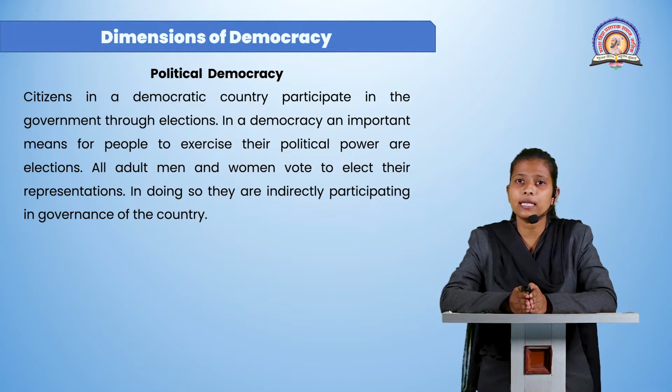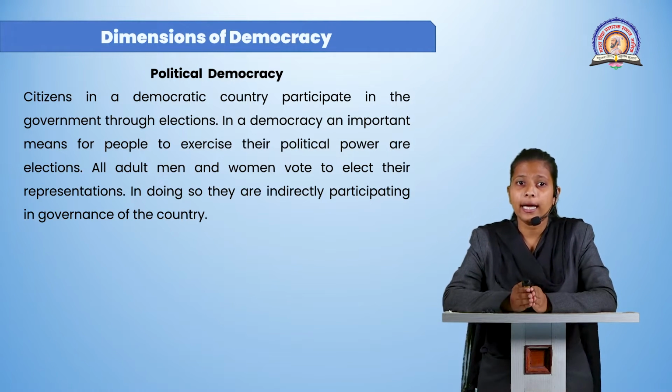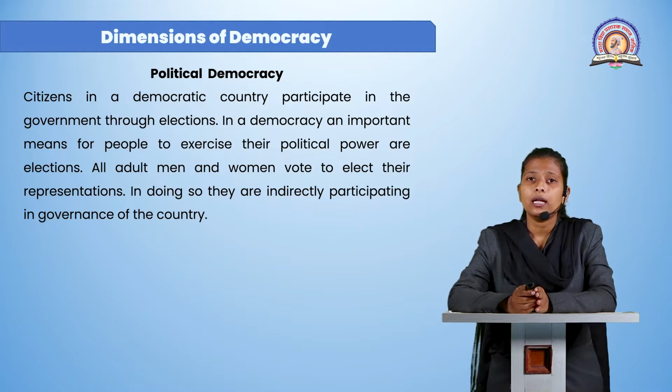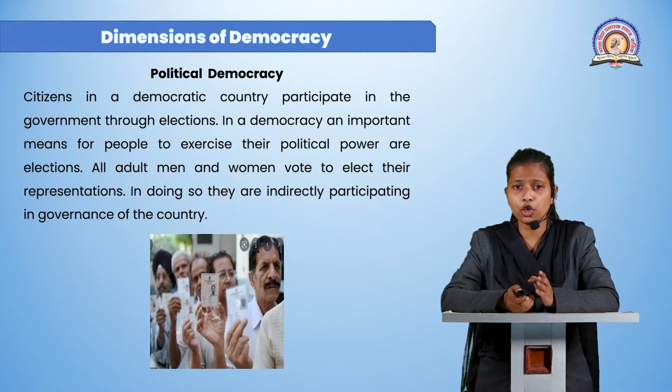Political democracy is directly dependent on that statement, that citizens in a democratic country participate in the government through elections. In a democracy, an important means for people to exercise their political powers is elections. Adult men and women vote to elect their representatives. In doing so, they are indirectly participating in the governance of the country. So in short, we have the right to vote. Okay, so that is political democracy.